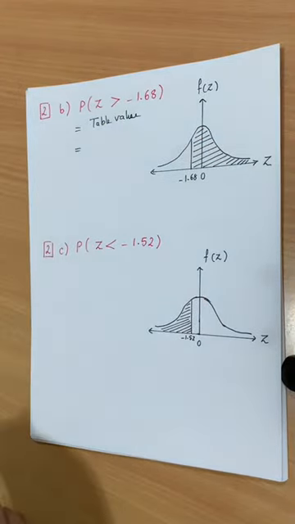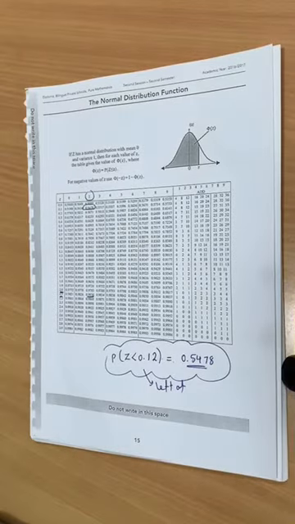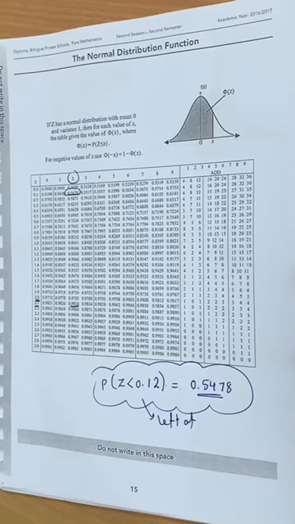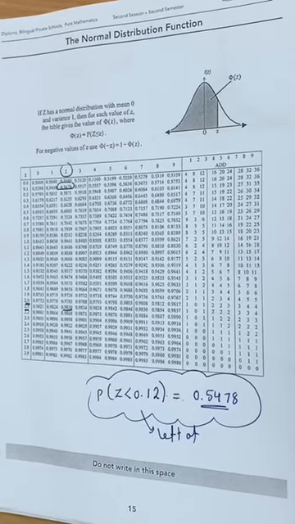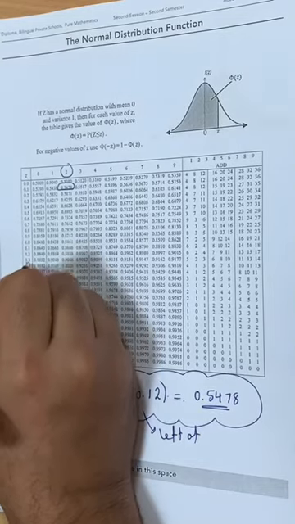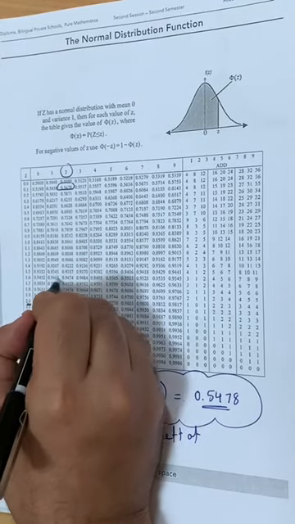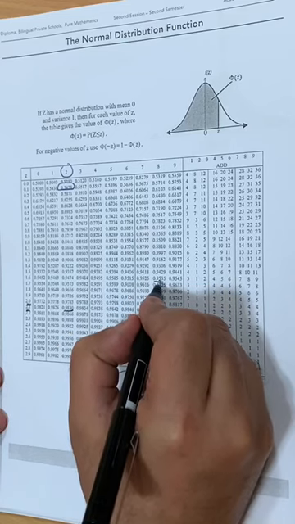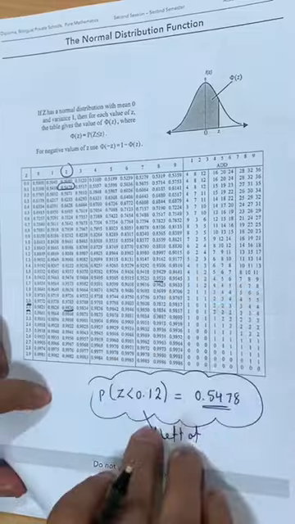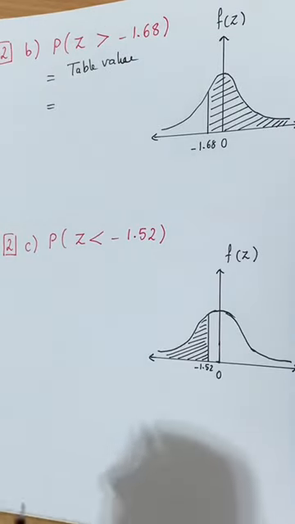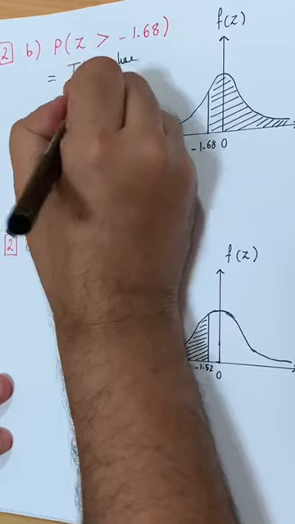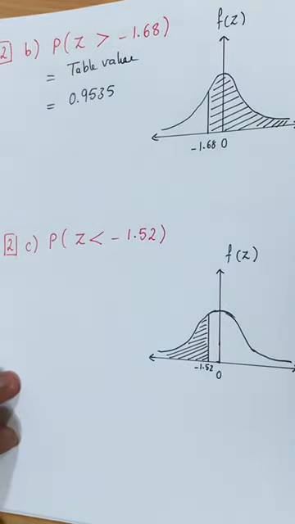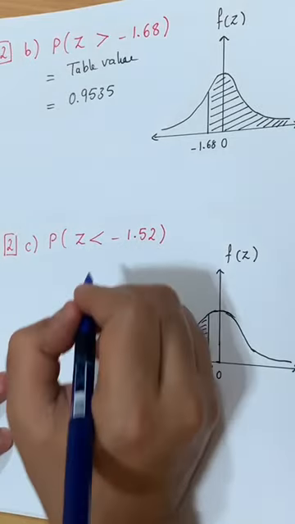So using the table, 1.68. On the line of 1.6, and then you have to move 9 units to reach 1.68, which is 0.9535.